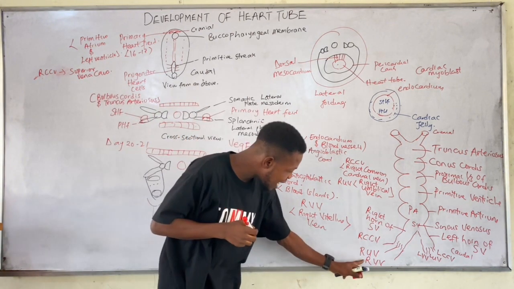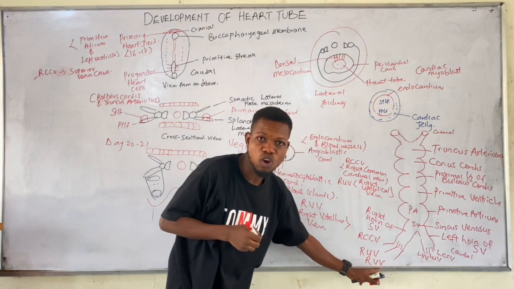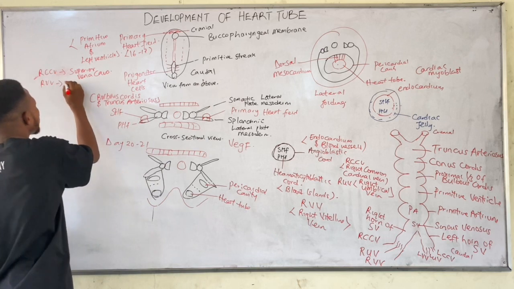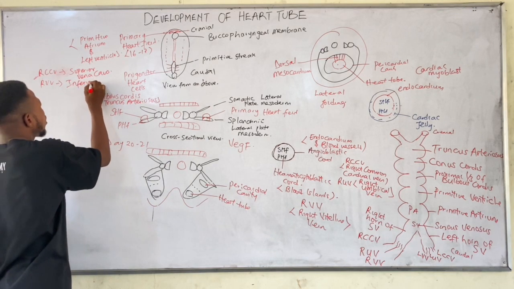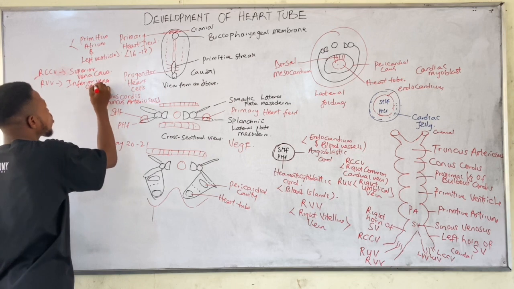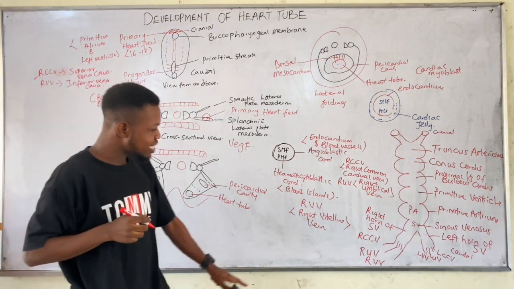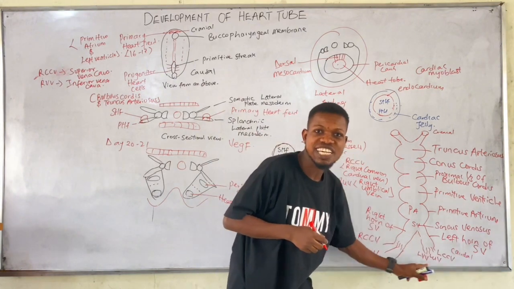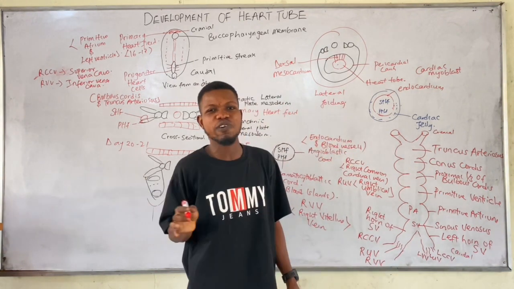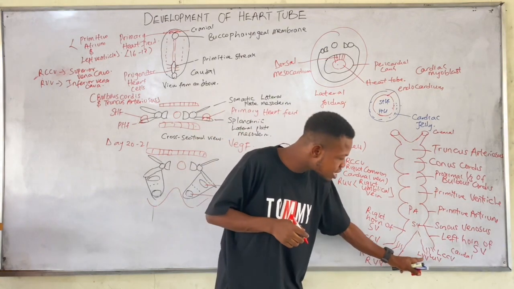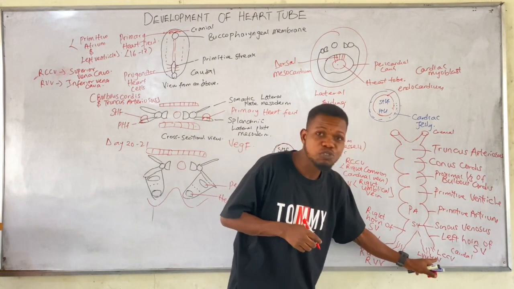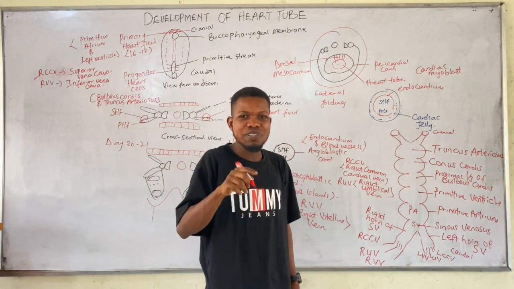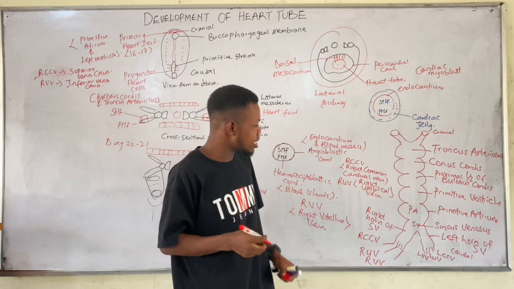The right vitelline vein will become the what? Inferior vena cava. That's what they become in adult life. Then this right umbilical vein and all these ones on the left regress around 6 to 10 weeks of development. The left umbilical vein did not regress, but later on at birth it's going to regress and become the ligamentum teres, which I'm going to explain later on.